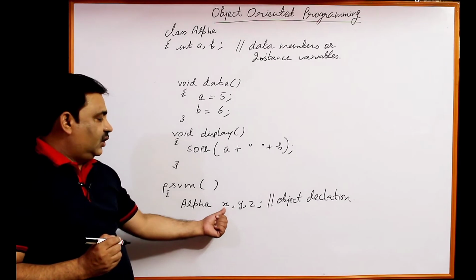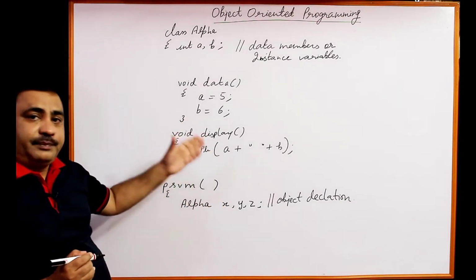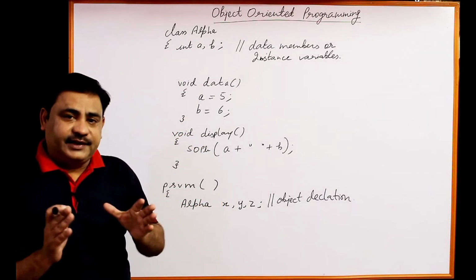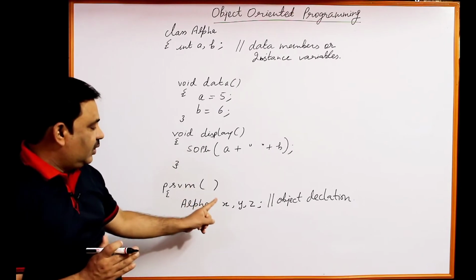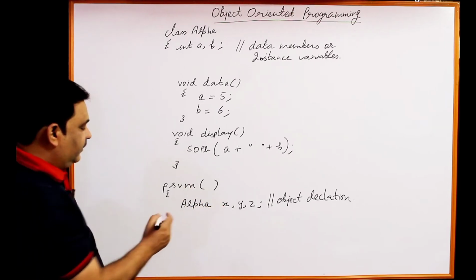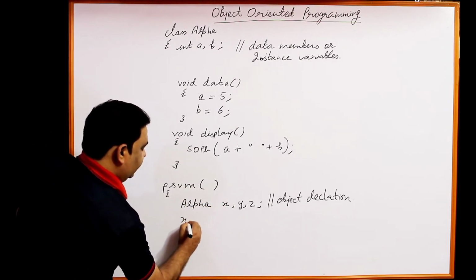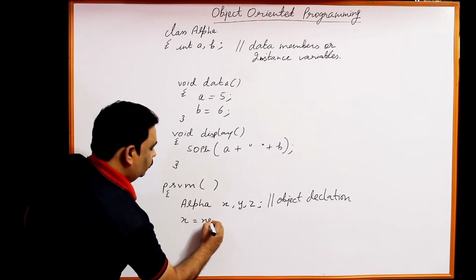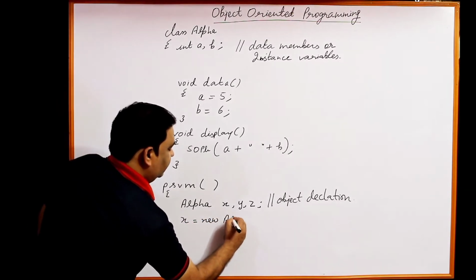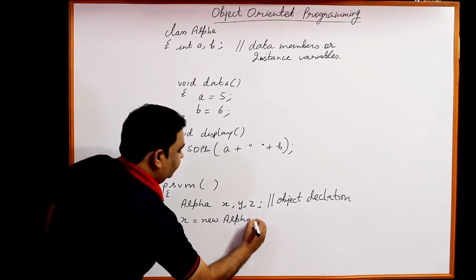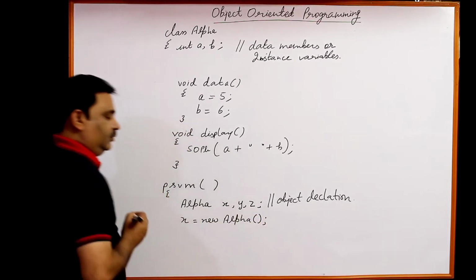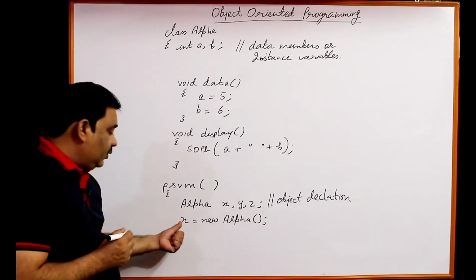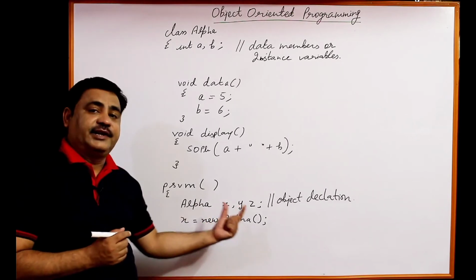With the help of this object, we can call this function, but before that, we have to allocate the memory to the object. First of all, x object is here. We are going to allocate the memory: x equal to new alpha. So now x object is completely created in the memory.